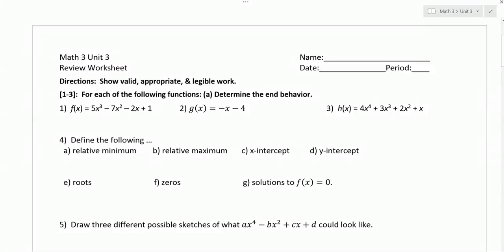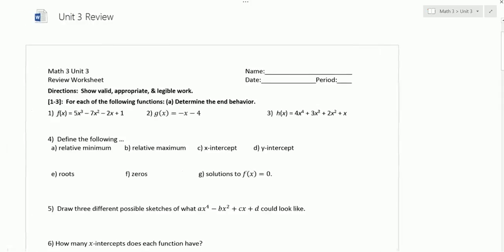This is the Math 3 Unit 3 review worksheet, preparing you for our test. Number 1 through 3 states, for each of the following functions, determine the end behavior. And so what we have to remember on 1 through 3 is the pattern of the end behavior.